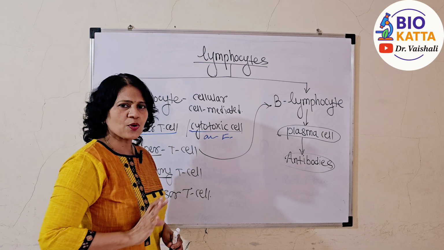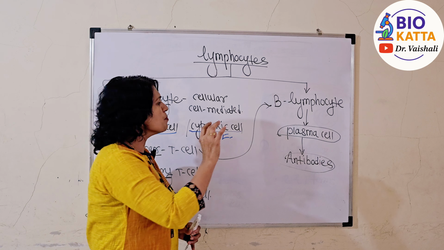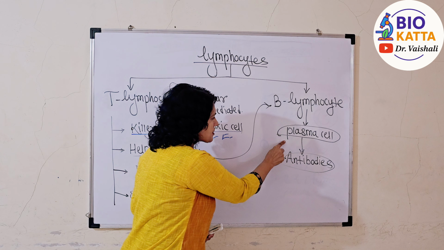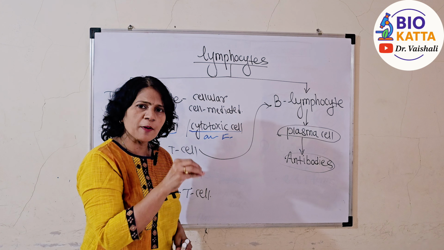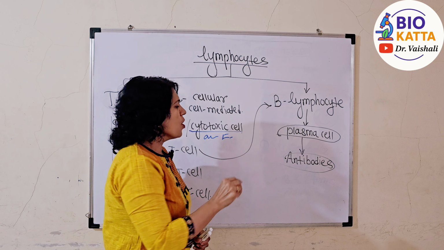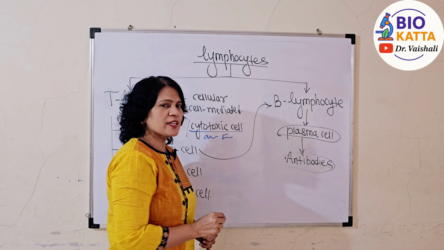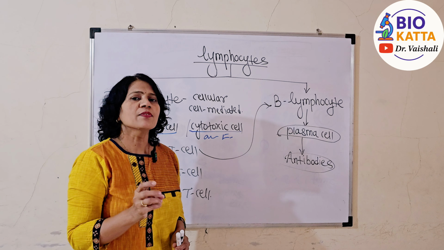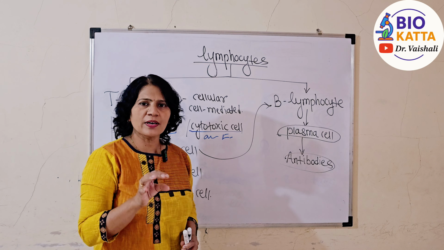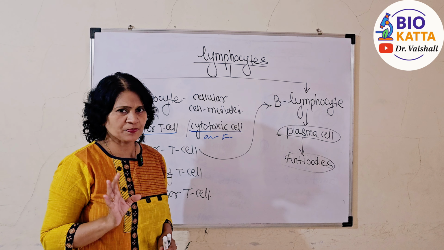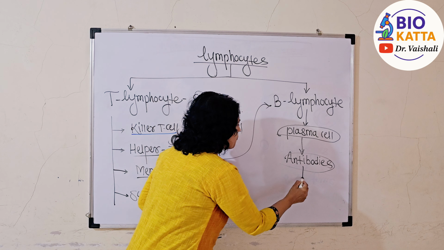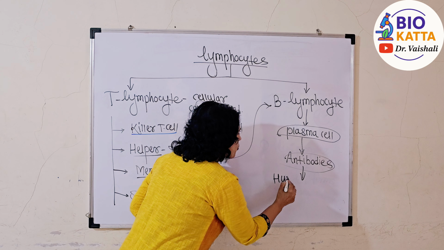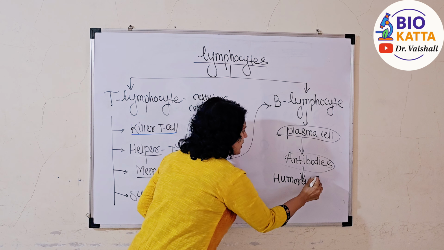I explained why it is called the B lymphocyte, and its main function is to stimulate the plasma cell, and the plasma cells present in the blood plasma help to produce antibodies, and those antibodies destroy certain kinds of pathogens which enter our body whenever infection takes place. That's why the B lymphocyte performs an important role in humoral immunity.